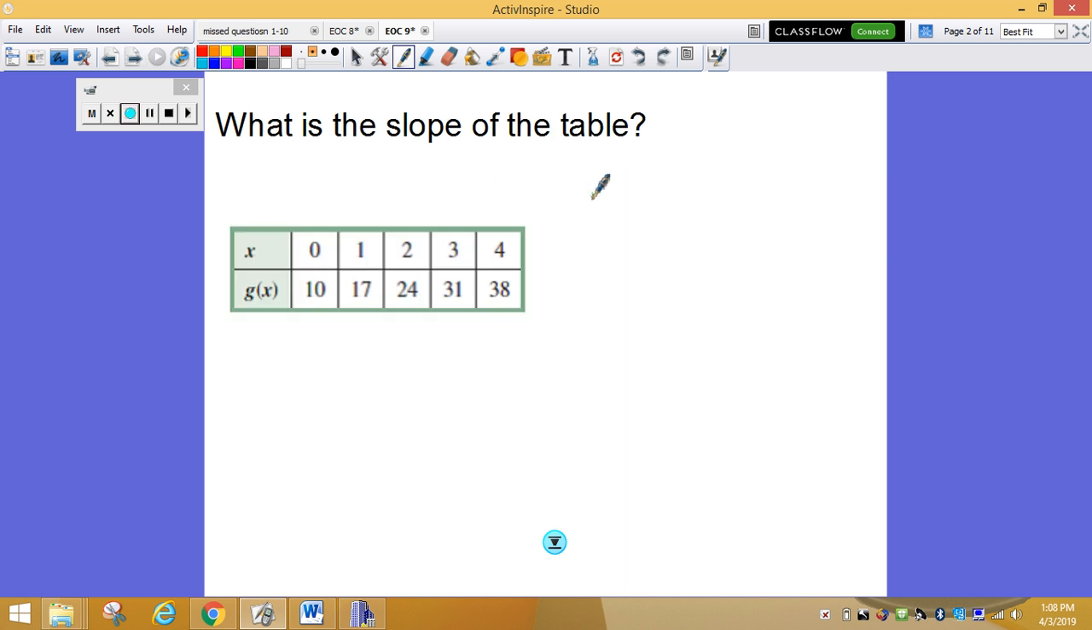What if they give you a table? Well, slope of tables is y2 minus y1 over x2 minus x1. You need to write that formula down. And we're just going to make 2 ordered pairs. I just like to pick the first ones. So I'm going to pick this ordered pair, which is (0, 10), and this ordered pair, which is (1, 17).